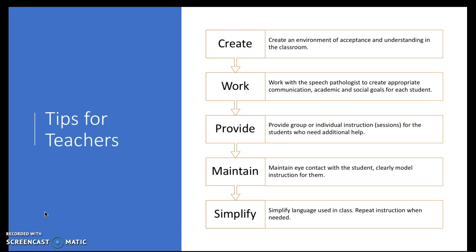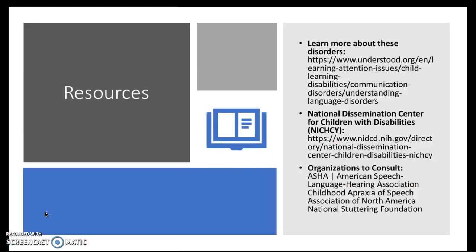One felt like they couldn't understand what the teacher was asking, and the other felt like what they thought was correct. So we need to make sure that our instruction is clear. And most importantly, we need to simplify the language that we're using in class for these students and repeat instruction when necessary.